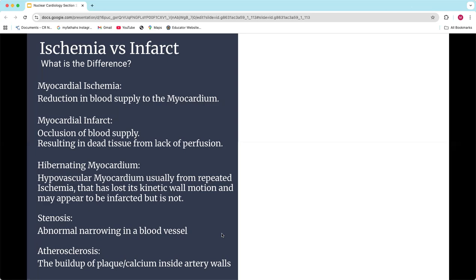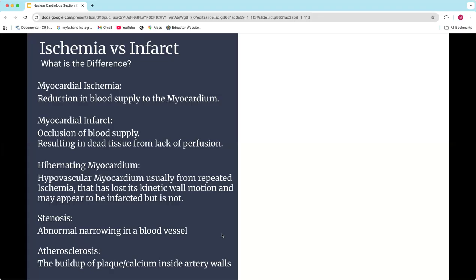The other two terms I want you to think about start with stenosis. Stenosis is an abnormal narrowing in a blood vessel, and that abnormal narrowing can be from any cause. You could say a vessel has stenosis if it has a buildup of calcium or plaque, but you could also have some anatomy pushing on a vessel wall, or a tumor, or who knows what. Stenosis just means abnormal narrowing.